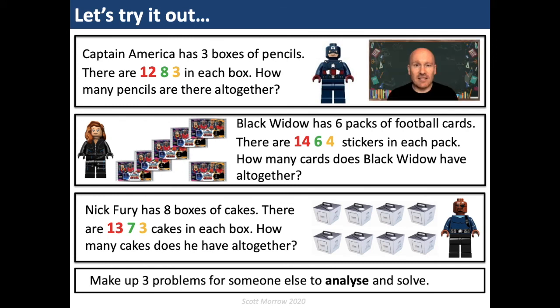Once again, I'd like you to explain how you're working this out. So use the resources to help you. Can you analyse by drawing the bar? Can you draw pictures, use number lines to explain that thinking? If you finish that in the time, then I want you to make up 3 problems for someone else to analyse and solve at your group. So pause the video for 10 minutes or so and have a go at those.